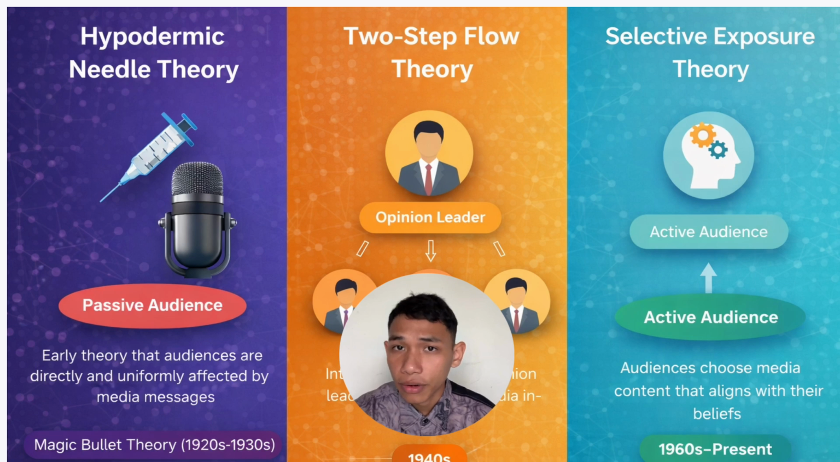In conclusion, the evolution of media effects theory shows a clear shift in how audiences are perceived. The hypodermic needle theory views audience as passive. The two-step flow theory recognizes the role of social influence, and the selective exposure theory highlights active audience behavior. These theories remain relevant today, especially in understanding social media influences, echo chambers, and information filtering.